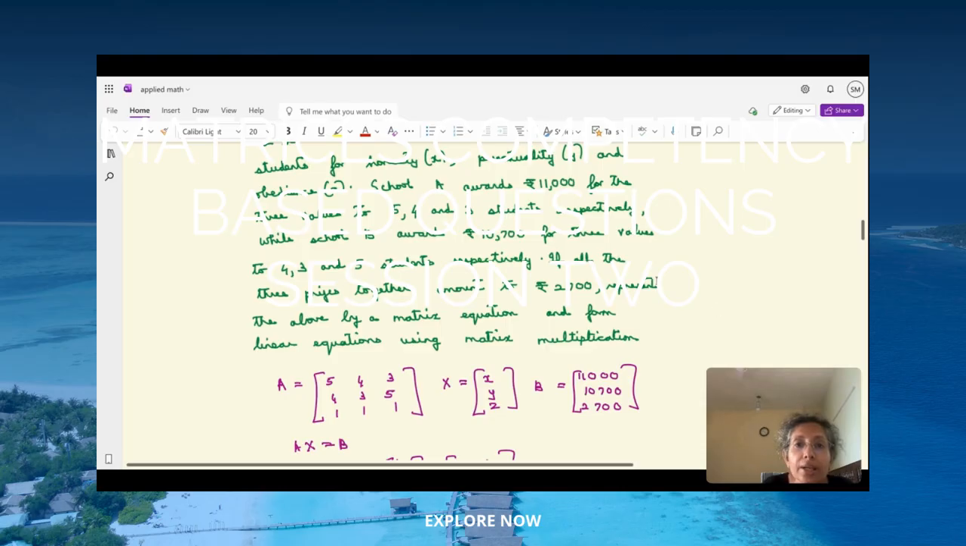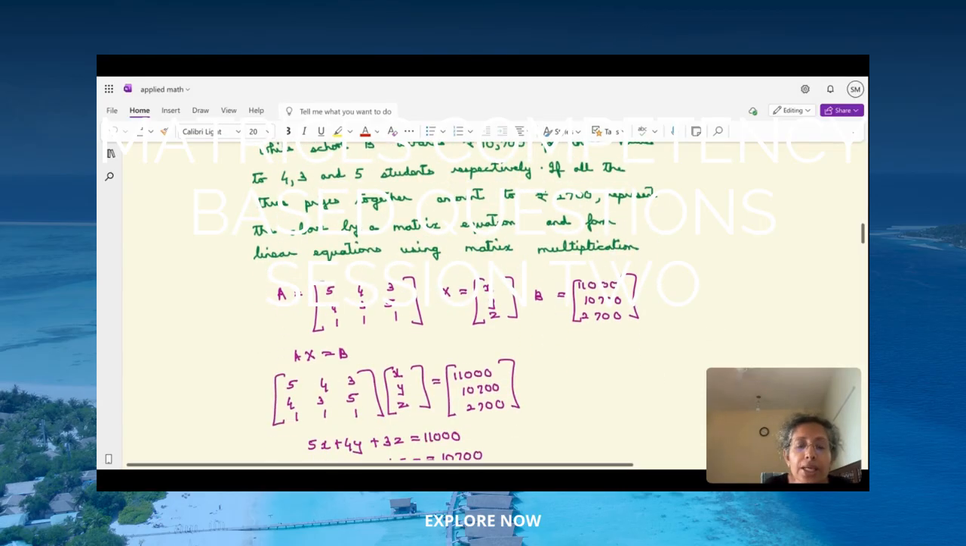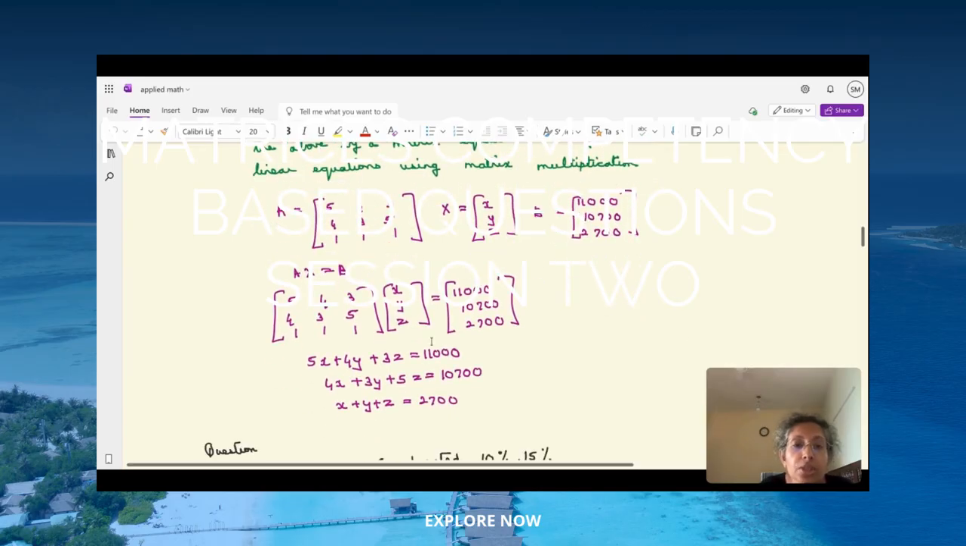Now in B, I write the amount for school A, which is 11,000, school B, which is 10,700, and the total amount, which is 2,700. And you multiply AX equal to B. So this is in matrix form. So this is a 3 by 3 matrix times a 3 by 1, and the answer is 3 by 1.